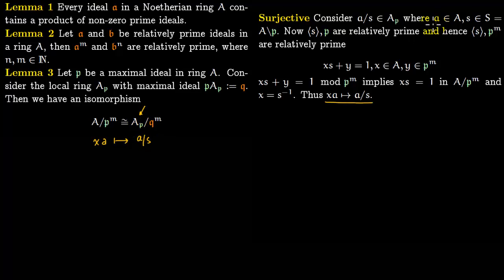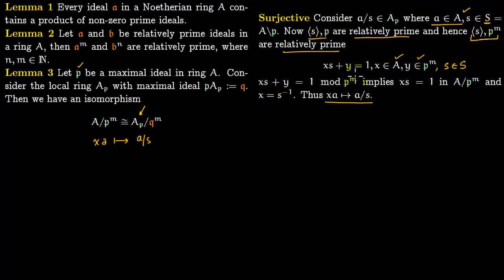It is of the form A over S, where A lies in our big ring A and S lies in the multiplicatively closed set S, which is from A you take out all the elements of P. So P is the maximal ideal. Now these two are relatively prime, and therefore S and P to the M are also relatively prime. So you immediately have this form xs plus y is equal to 1, where x belongs to A, y belongs to P to the M, and S belongs to the multiplicatively closed set S. So these two ideals are relatively prime to each other, precisely because this S lies outside the prime ideal P.